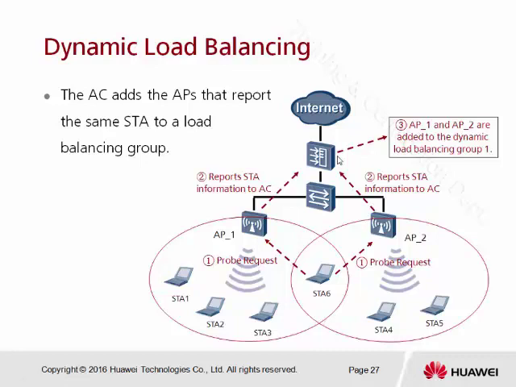So the AC is going to check. Right now, AP1 and AP2 have the same client information. Then they will know that this client is inside the overlapping area. It's sending the broadcast probe request to both APs. Then it knows, okay, right now I can perform load balance for the current client.